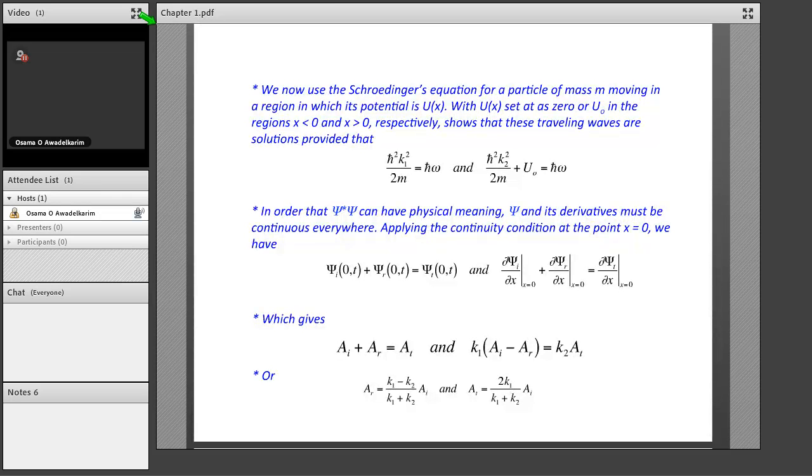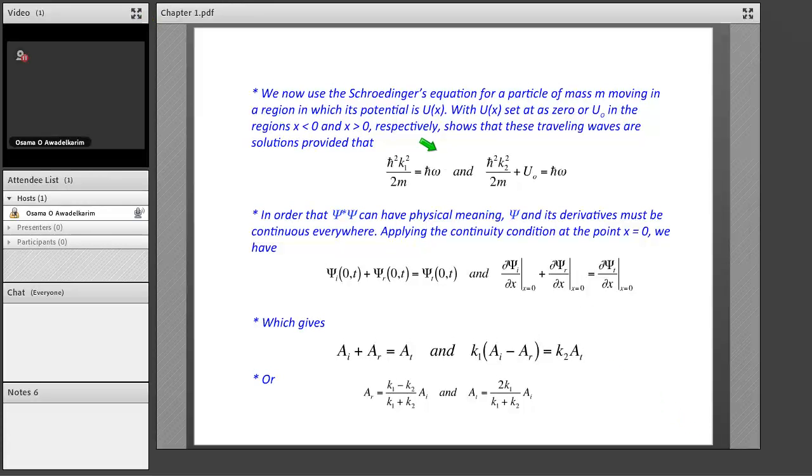So again, if I use the Schrödinger equation, just like I used it before, what do I get now? I get h bar squared k1 squared over 2m equals h bar omega. That's what I get when I substitute the solution in the Schrödinger equation for U equals 0, on the left-hand side. The energy of the particles is all kinetic, okay? And this energy E, which is the right-hand side, h bar omega, is equal to h bar squared k1 squared over 2m.